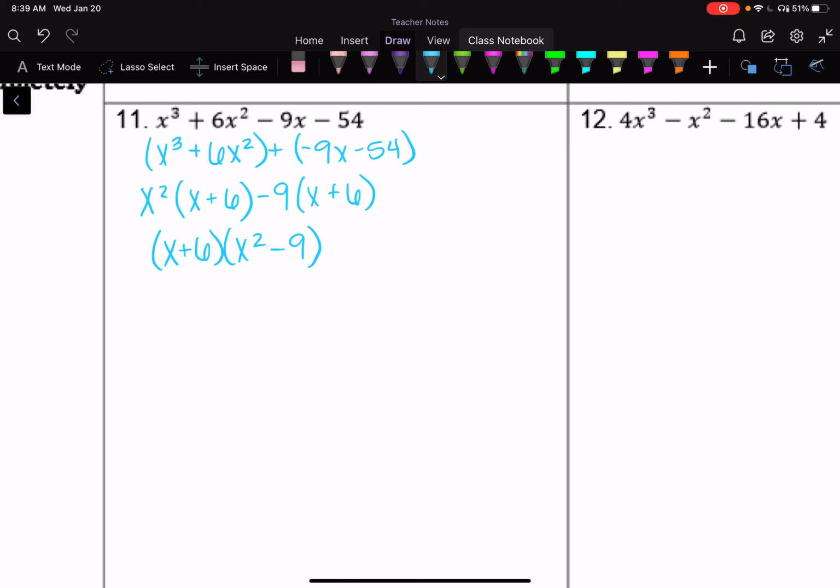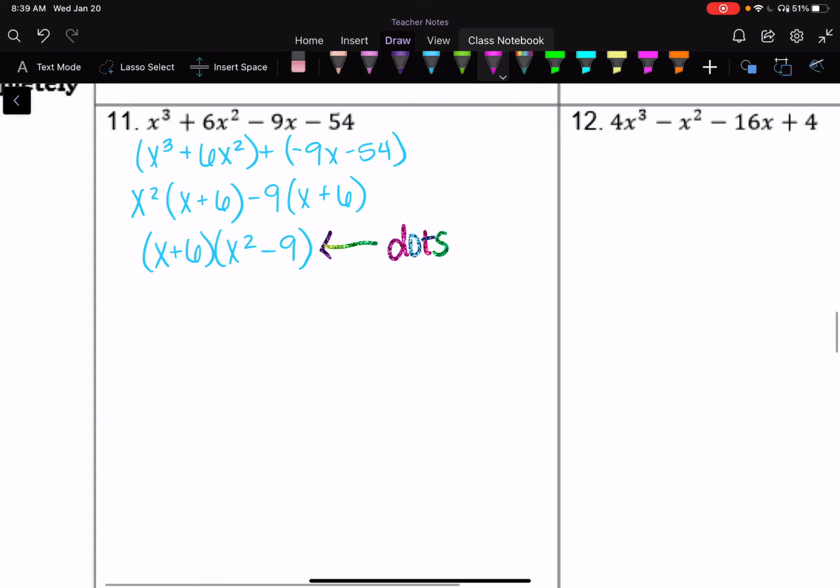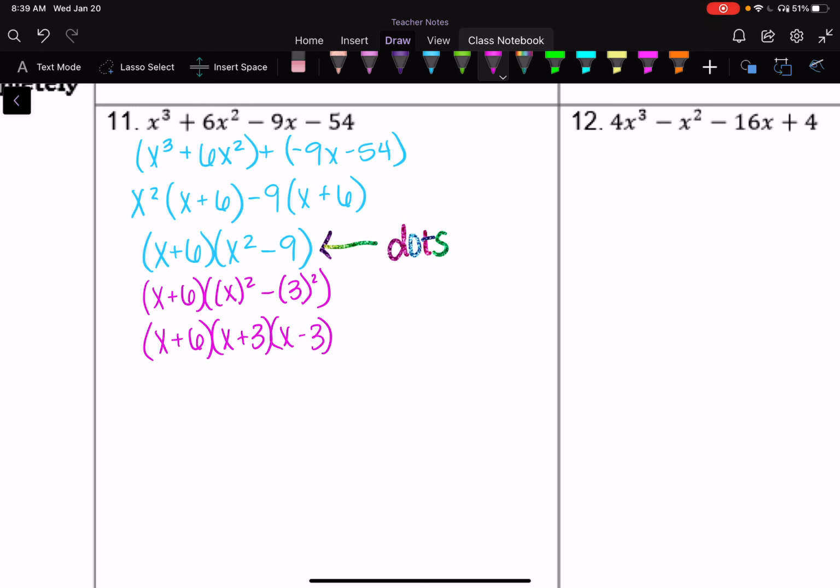This is where dots comes into play because this term right here is a dots problem. We have 2 perfect squares separated by a minus sign. I'm going to rewrite it like I always do with the x as my square root and the 3 showing my square roots. If you don't need to do that, that's fine. You can go directly to dots, but I just want you to see where I'm getting my numbers. So I have x plus 6, x plus 3, and x minus 3.